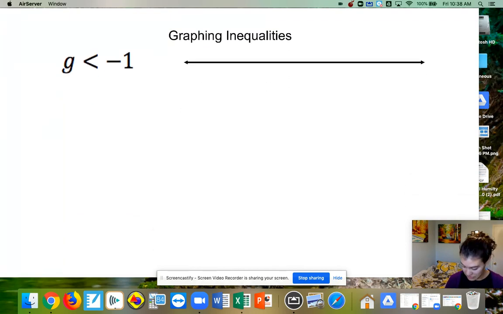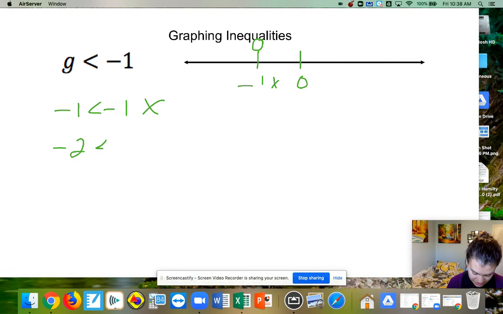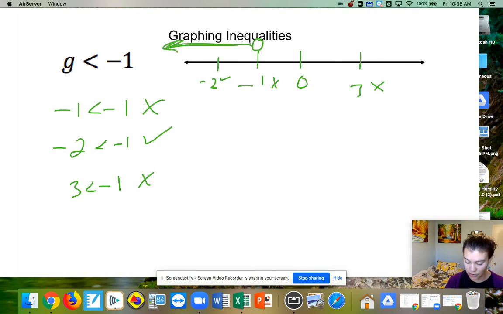If we're doing this one, you can do the same idea. So start with 0, and then we have -1, and then you can check some solutions. So is -1 less than -1? Nope, so we can't actually include that value. So I'm going to put a circle there saying we're not including it. Is -2 less than -1? That one works. Over here, -2 works. If you plug in 3, is that less than -1? Nope. So over here, 3 does not work. So we're going this direction. So this would be your graph.